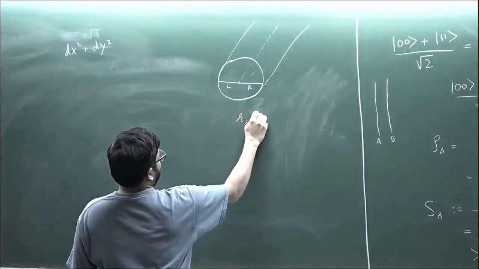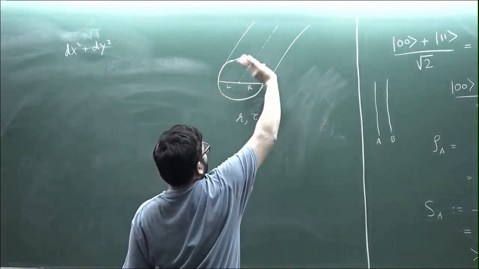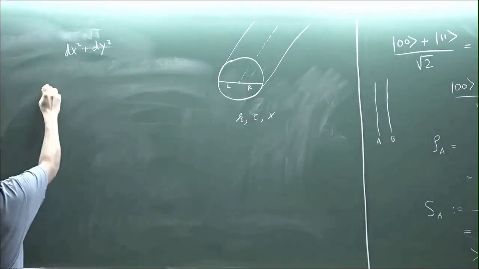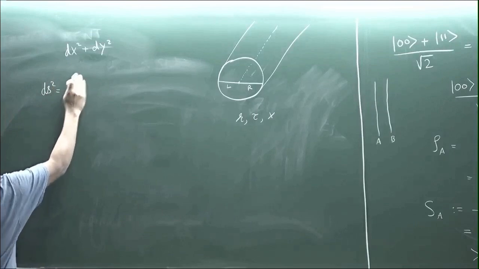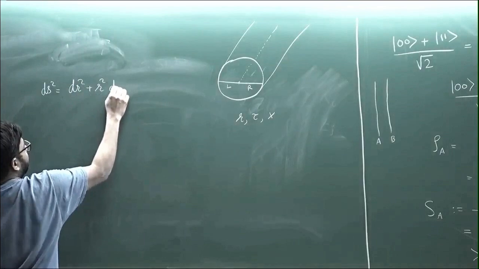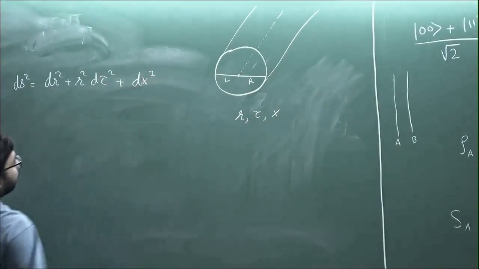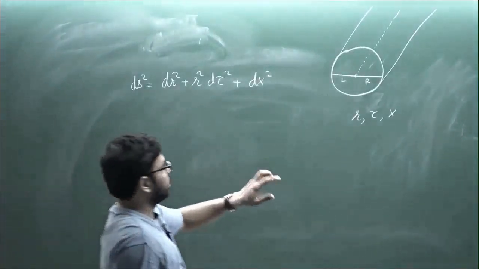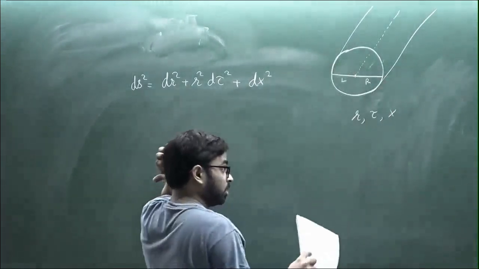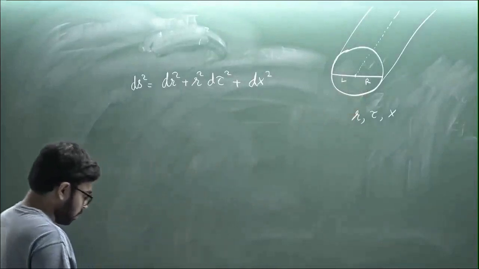Okay, so here we have r, tau. These are the coordinates in this two-dimensional plane, and then there is the translationally invariant direction x. So we can write a metric, which is dr squared plus r squared d tau squared plus dx squared. Okay, is this clear? This is the left system, this is the right system. This is really like a three-dimensional flat space, but we have put cylindrical coordinates on this space.